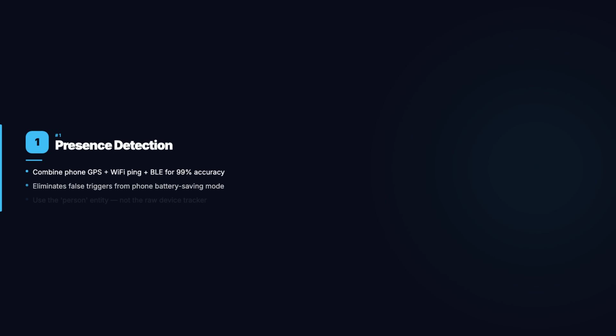Number 1. Reliable presence detection. The biggest automation trigger in any home. Is anyone home? Is only as good as your presence detection. Combine 3 methods: phone GPS zones, local Wi-Fi ping, and Bluetooth low-energy proximity. Use the built-in person entity, which aggregates these into one reliable state.